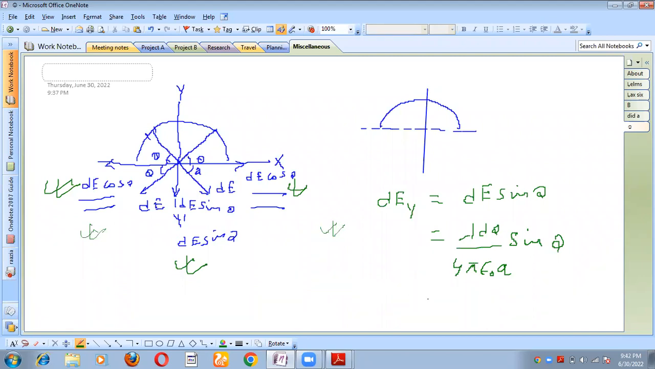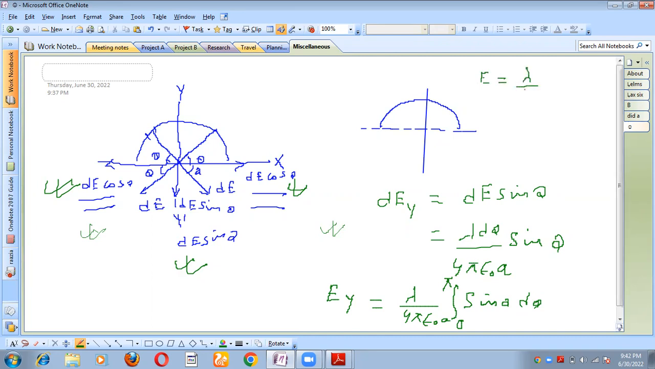So now to find the net field, we will find Ey by integrating this one. It will be lambda by 4 pi epsilon naught A, sin theta d theta. Now integrate this one. Theta will vary from 0 to pi, right? So theta will vary from 0 to pi. So the net electric field will be like this, lambda by 4 pi epsilon naught.